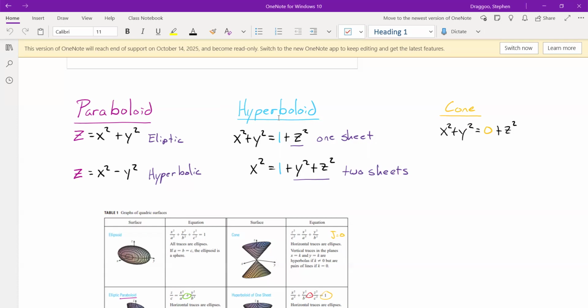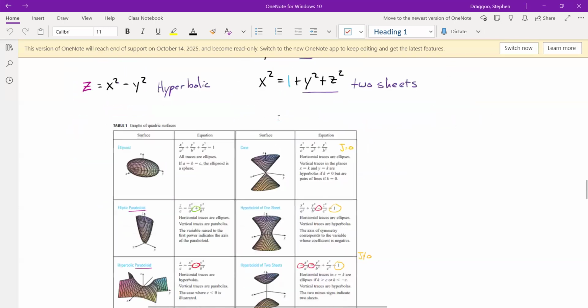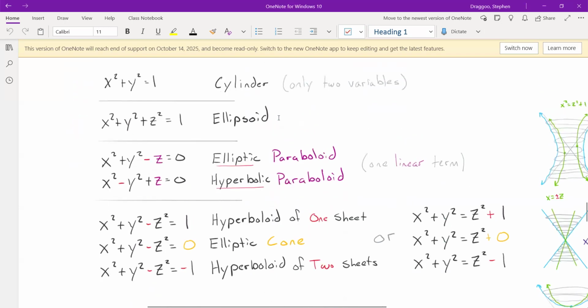Then the hyperboloids are where we're going to have the square terms with different signs. So organize every single term to be positive in a hyperboloid. If you have one term on the side of the constant number, it's a hyperboloid of one sheet. If you have two terms on the side of the constant number, then it's a hyperboloid of two sheets. And finally, the cone is where the constant term is 0.